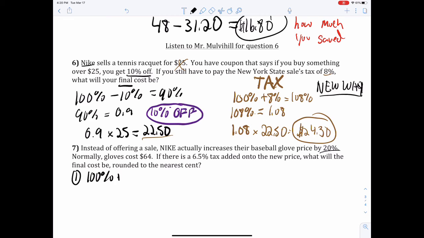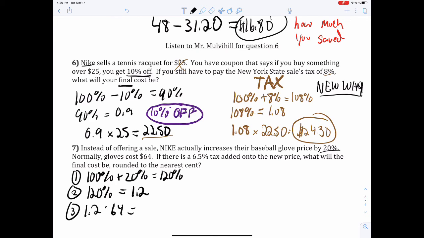So let's do this step 1 here. 100% plus 20% will be 120%. And then you're going to have 120% equals 1.2, and then you'll have 1.2 times 64. That will give you 76.8.